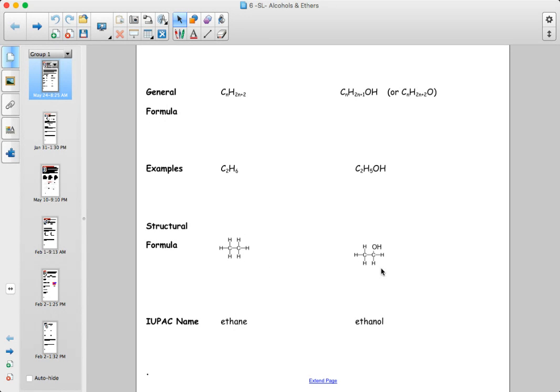Now, if we're going to talk about IMFs, a key difference, as soon as you see that OH group, you should recognize that that's one of those HNUF things, and therefore alcohols are known for having hydrogen bonding. So they tend to have fairly high boiling points and melting points, even when they're quite small.